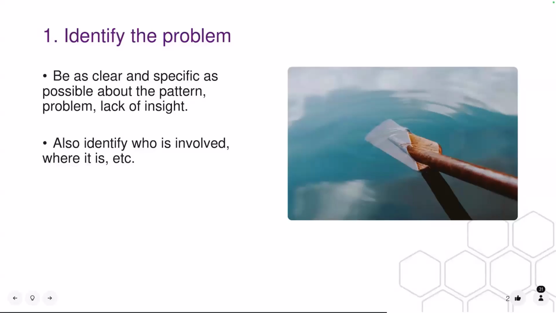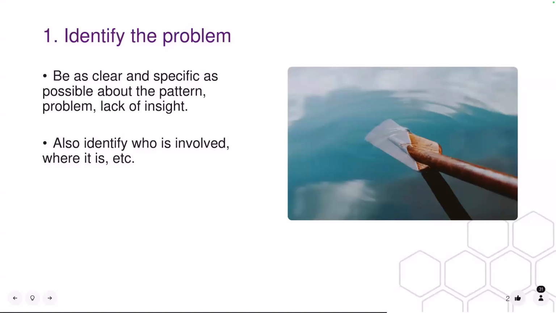This is the first step on your CSS project that you're going to need to consider. You need to identify the problem that you're looking at. You're going to want to be as clear and specific as possible about the pattern, problem, or lack of insight. You'll also want to identify who is involved, where it is, etc. What this will do is help you to define your research question.